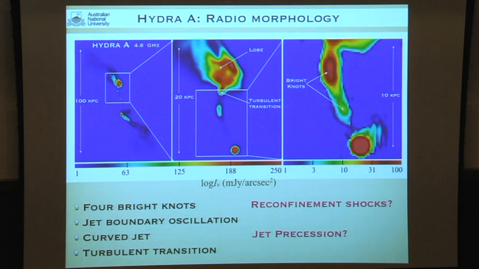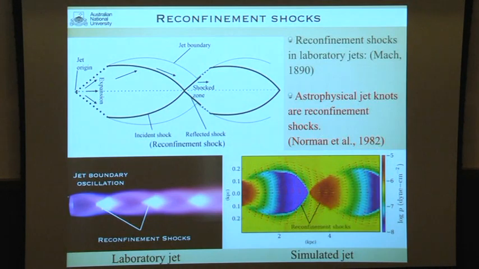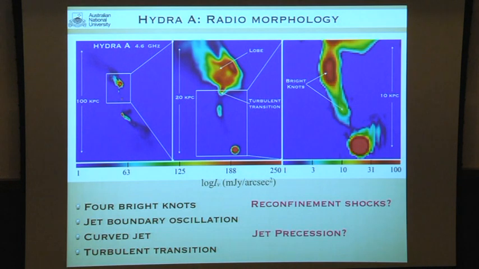So let's see the key features of the northern jet. Inside 10 kiloparsec, we have 2 bright knots, and the jet is collimated until 10 kiloparsec, then it flares out, and downstream we have 2 more bright knots, and a twisted jet lobe morphology. The basic assumption for modeling this source is that the bright knots are produced by reconfinement shocks, and in the next slide I will explain what reconfinement shocks are. And the jet curvature and twisted jet lobe morphology are produced by the dynamical interaction of the precessing jet and the intracluster medium.